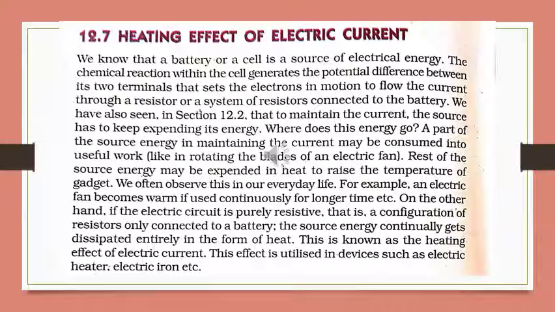On the other hand, if the electric circuit is purely resistive, that is, a configuration of resistors only connected to a battery, the source energy continually gets dissipated entirely in the form of heat. So this is known as the heating effect of the electric current. And this heating effect is utilized in a proper way in some devices. Such devices are electric heaters and electric irons, etc.